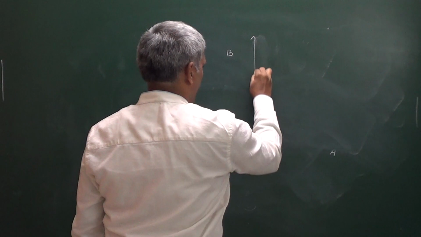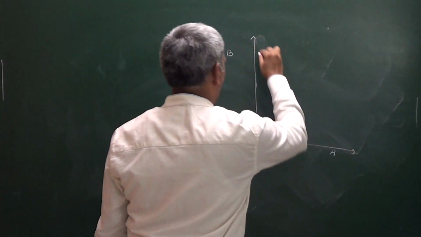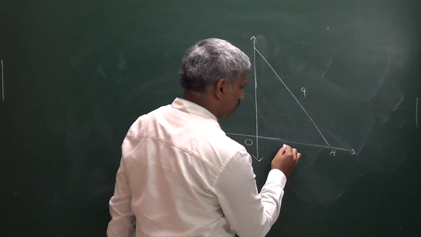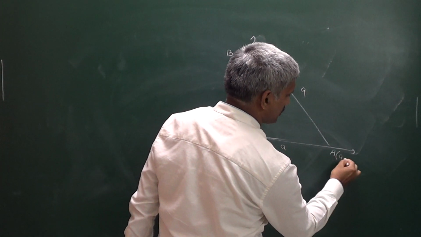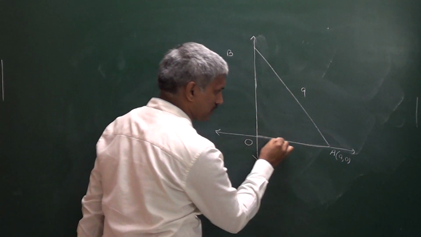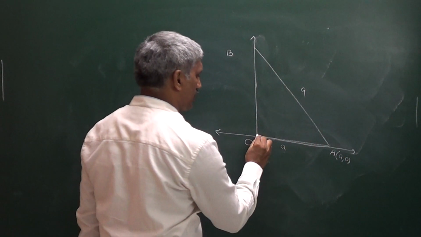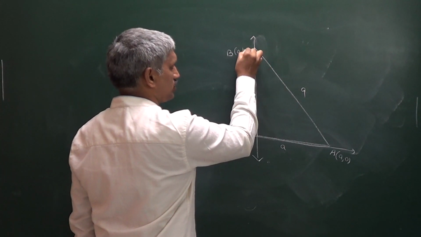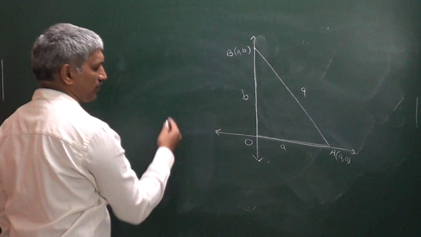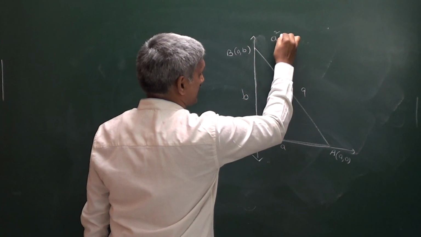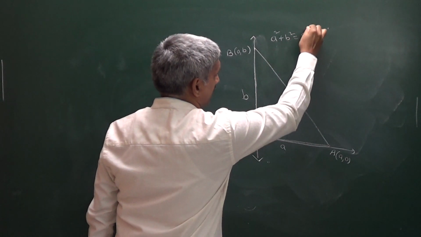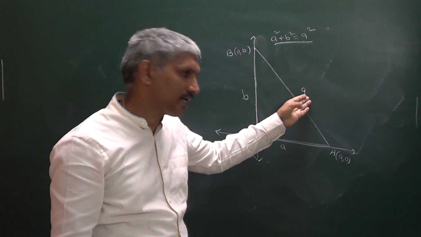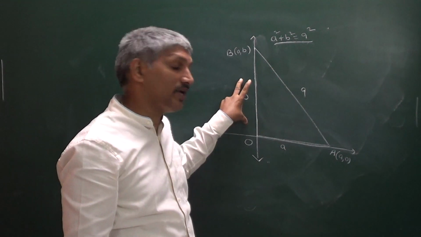The rod length is given as 9. I am taking this length equal to a. That's why this point is (a, 0), because this length is a. And this length, let us say, is b, so this point becomes (0, b). Now from this figure we can write a square plus b square is equal to 9 square. That is the condition we have, because the rod length is 9.